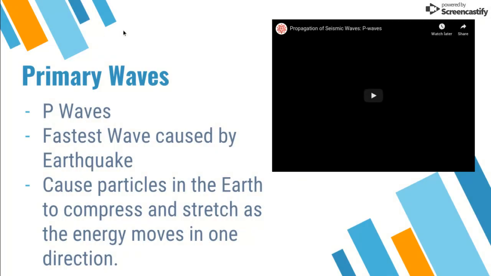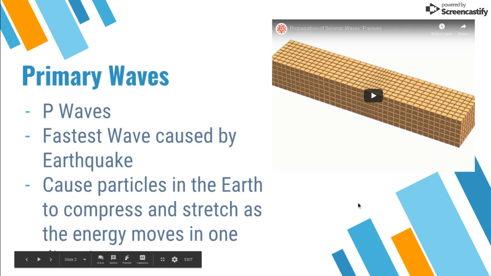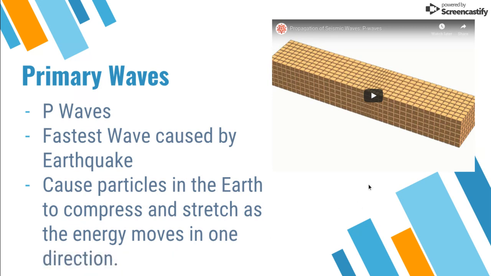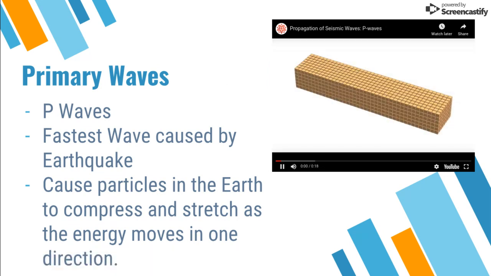We have three different types of waves that are produced by earthquakes. The first type is the primary wave or the P wave, and this wave is going to be the fastest moving wave caused by earthquakes. These cause particles in the earth to compress and stretch as the energy moves in one direction. When an earthquake occurs, we have the epicenter directly above the focus where the earthquake occurs, and those waves travel away from the epicenter.